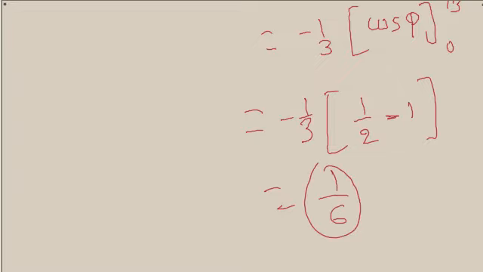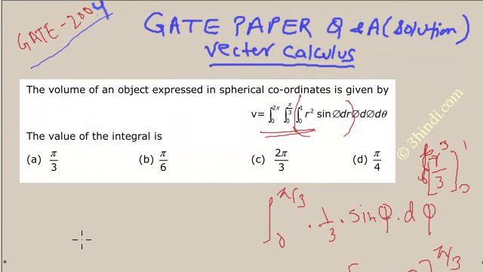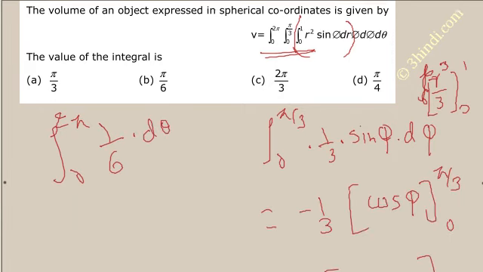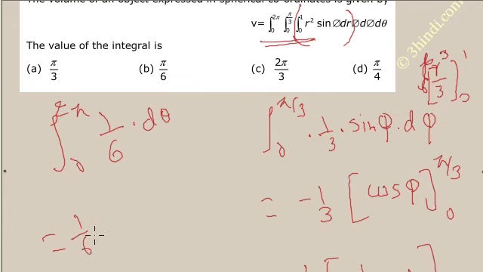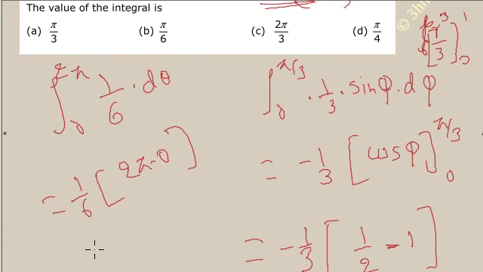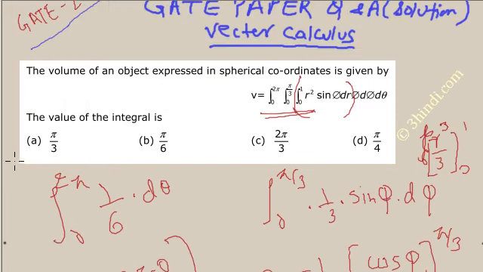So put 1 by 6 for the third integral. That means the integration from 0 to 2 pi of 1 by 6 into d theta. So here 1 by 6 into 2 pi minus 0. That means it equals pi by 3. So pi by 3 is the correct answer.